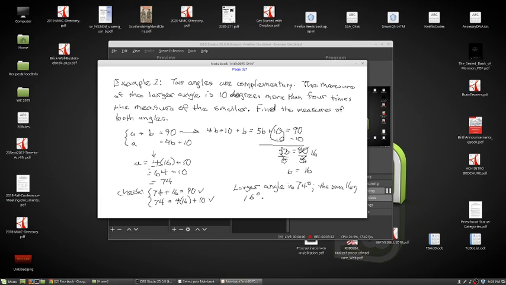Then we divide both sides by 5, and we get that b is equal to 16, since 80 is equal to 5 times 16. So our smaller angle is going to be 16. Let's take that and plug it in for b over here, and we get that A is 4 times 16 plus 10. 4 times 16 is 64. 64 plus 10 is 74. If we check that up here, 74 plus 16 does equal 90.